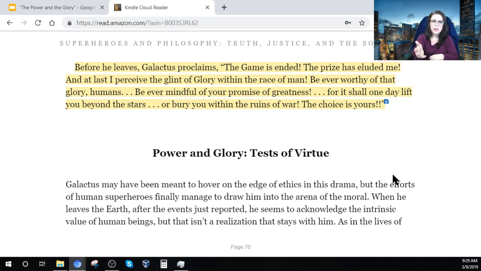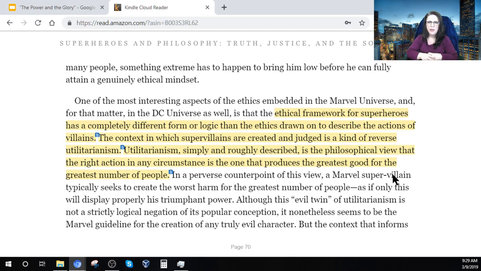And this is what the authors here are trying to convince you to do, which is to think about the consequences. In order to do that, they're going to talk about the test of virtue. They tell you about Galacticus and how he's hovering on the edge of ethics, and they move on and apply it to the Marvel universe and to the DC universe.